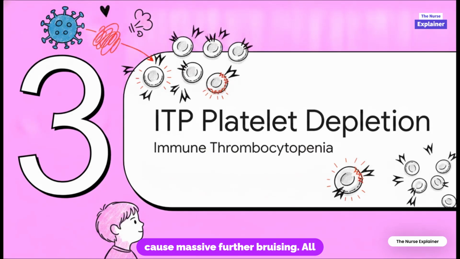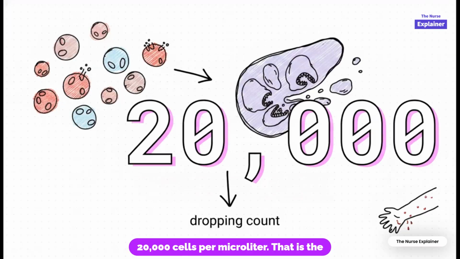All right, Section 3, ITP and platelet depletion, which stands for Immune Thrombocytopenic Purpura. This is an acquired hemorrhagic condition. It typically pops up about 1 to 3 weeks after a standard viral infection. The body produces an autoimmune antibody that accidentally binds straight to the child's completely healthy platelets. 20,000 cells per microliter. That is the ultimate danger zone here. Normally, we're looking at a count well above 150,000.